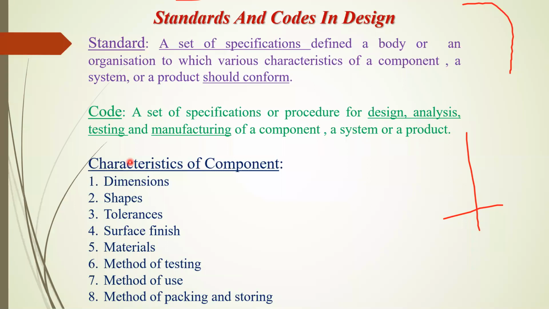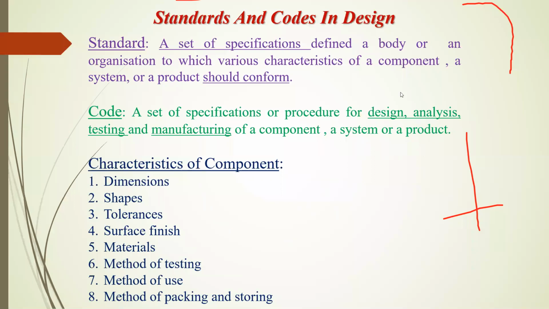Why are standards and codes required in design? That is also a most important point. To reduce the variety of components, we have to find components with fewer varieties because they should be used universally. For that purpose, standards and codes are introduced and used in design.